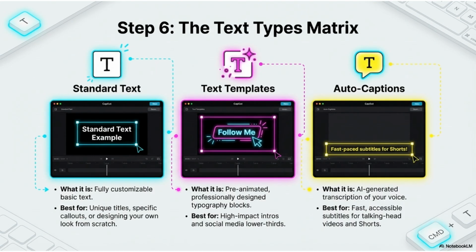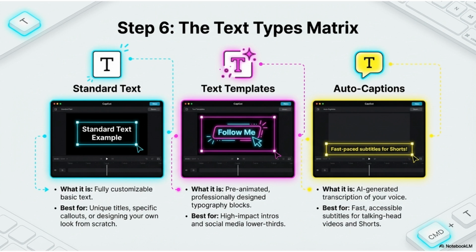Step 6, the text types matrix. Step 6 introduces the text types matrix, featuring 3 text options. First is standard text. This is fully customizable basic text, best for unique titles, specific callouts, or designing your own look from scratch. Second are text templates.